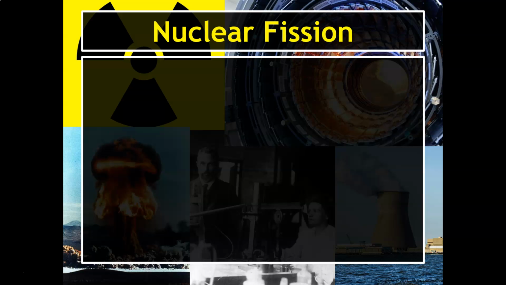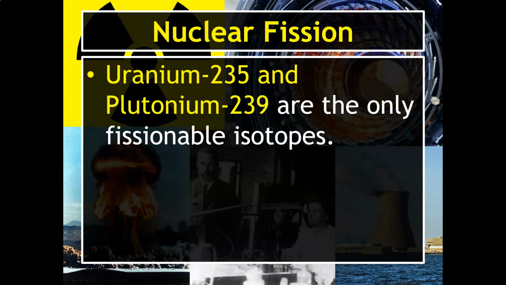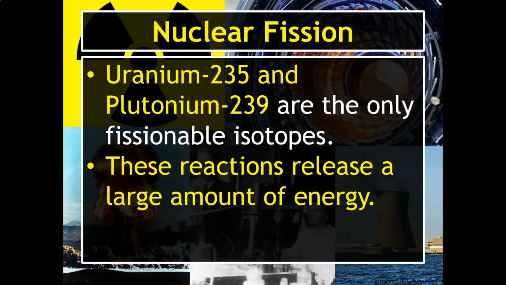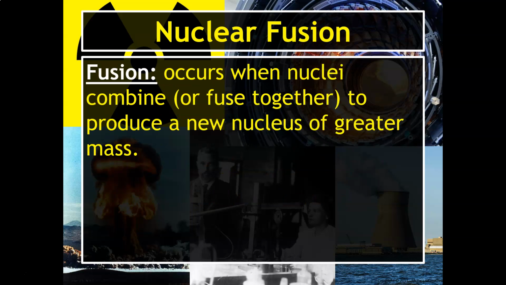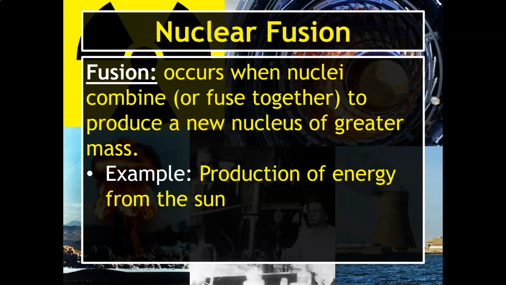Let's talk a little bit about fission. Uranium-235 and plutonium-239 are the only fissionable isotopes. These reactions release a large amount of energy. Fusion occurs when nuclei combine or fuse together to produce a new nucleus of greater mass. For example, production of energy from the sun.